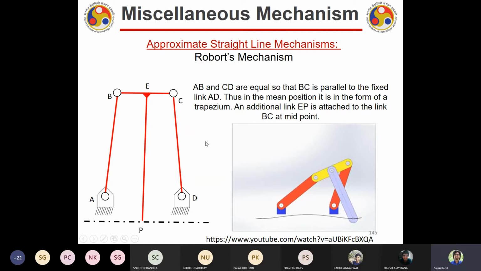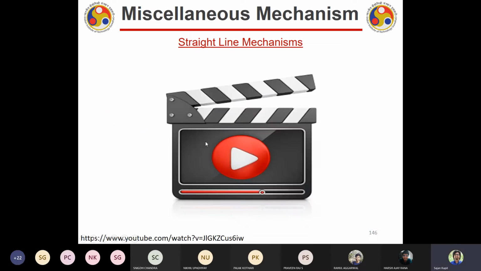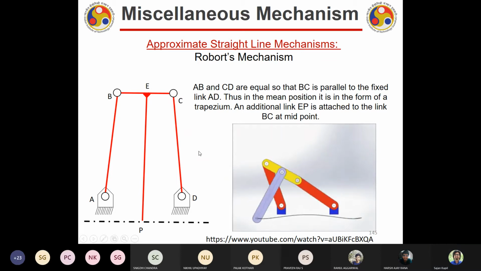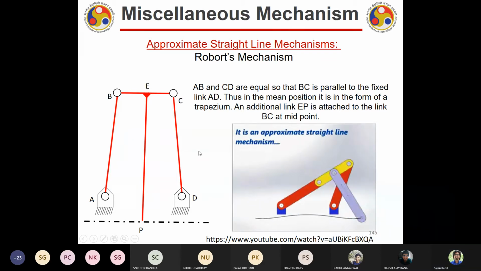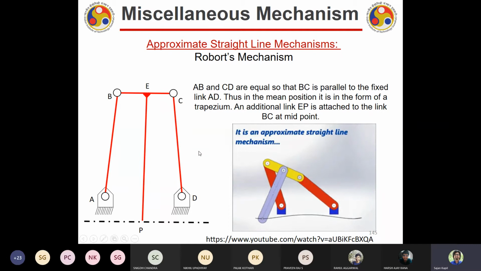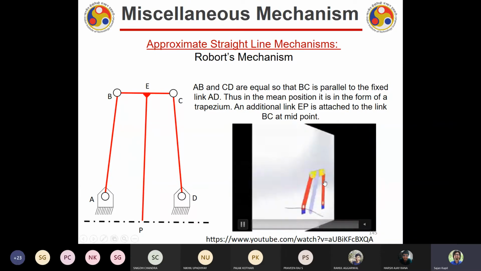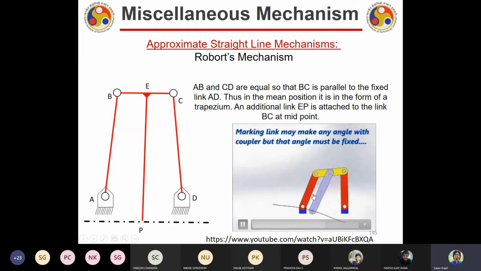Okay, you want to see that? Let me just show it. Correct. So it is an approximate straight line mechanism. As far as this point will go, you may not get the straight line. The length of the marking link may affect the length of the straight line, but it is independent of the length of the other linkages. Whatever the length of the other linkages, it will not make any difference.